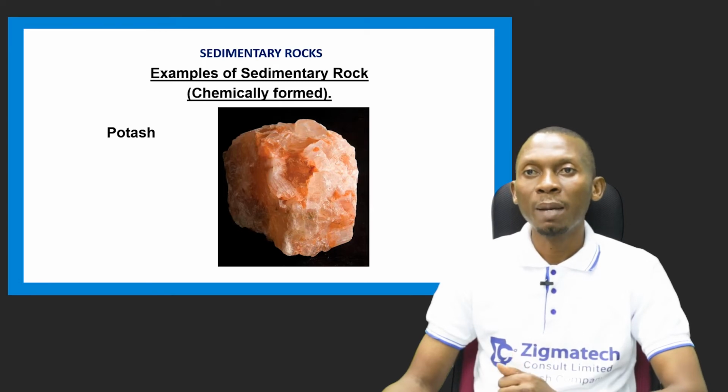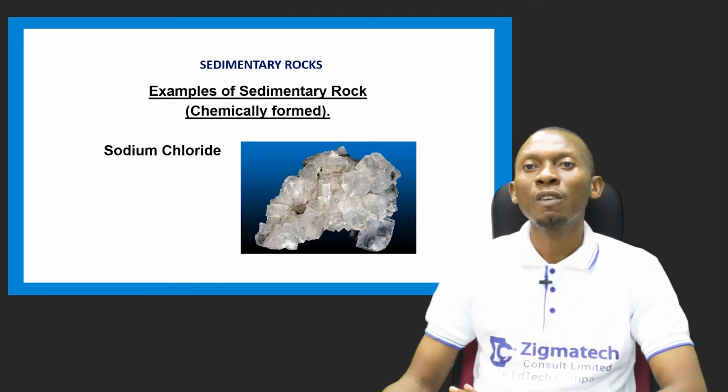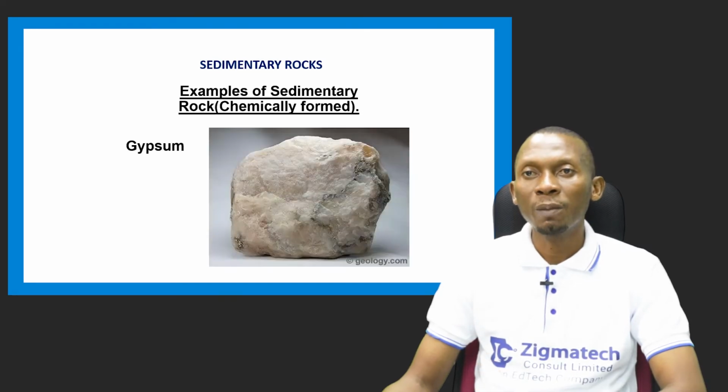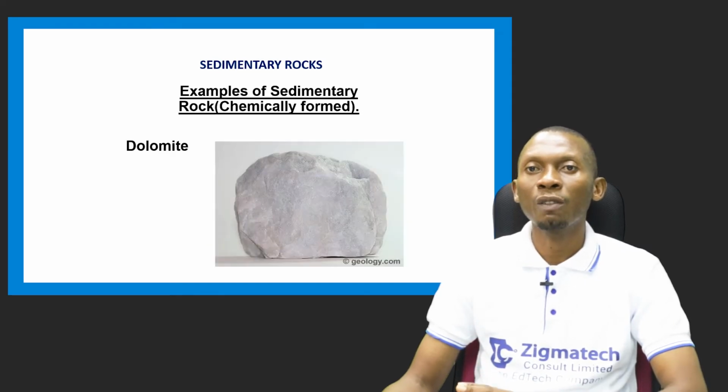While for those that are formed chemically, that is chemically formed sedimentary rocks, we have potash. This is a picture of potash. This is a picture of sodium chloride. And this is a picture of gypsum. And finally, we have a picture of dolomite.